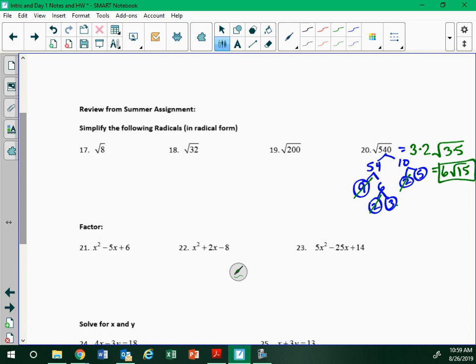So just a little refresher, because sometimes our distance formula yields a radical that needs to be simplified. Okay, questions with that? Awesome.